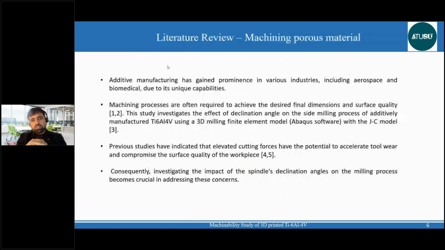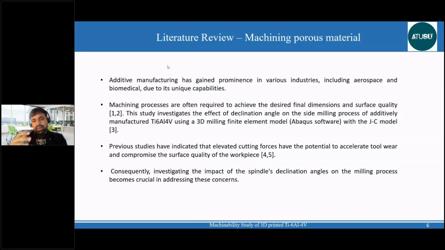Coming to literature, I just mentioned a few references as far as the time is concerned. It is used in various industries due to its unique capability. So we can easily turn it into desired dimensions. We can get a better surface quality, but still, when we say surface quality, the 3D printed material has some pros and cons as well. On the pro side, we can shape the material as per our requirement. But on the con side, it has quite low surface quality.